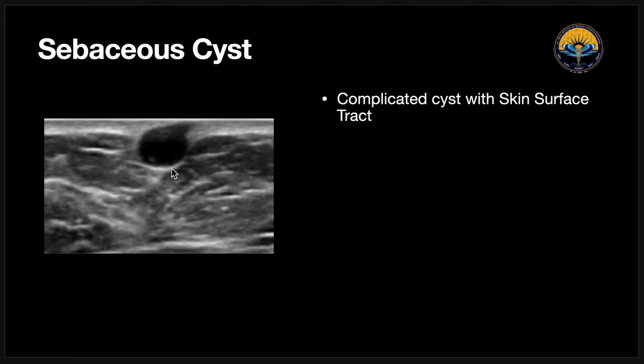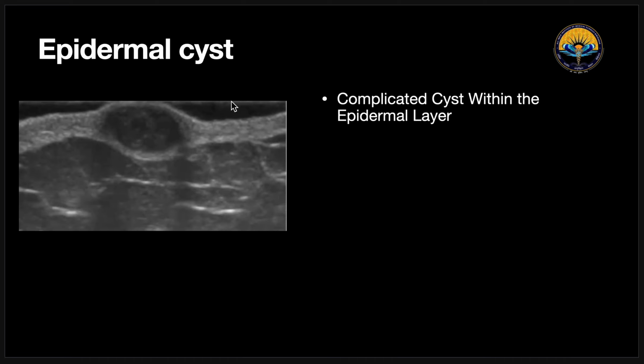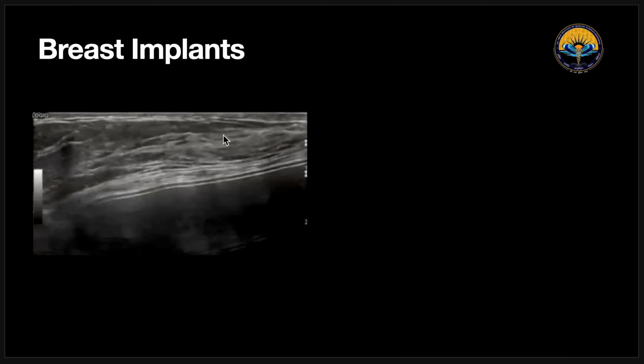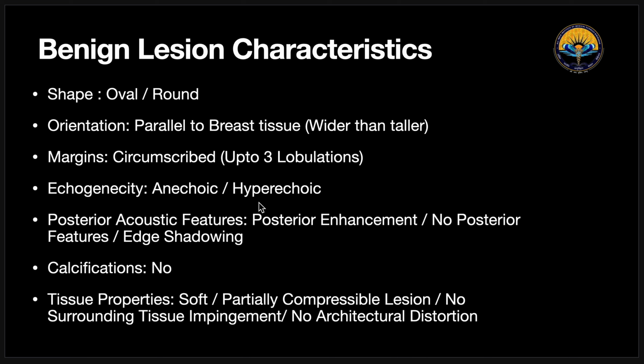A sebaceous cyst: if a complicated cyst has a tract going towards the skin, then it most likely is a sebaceous cyst. Whereas if a cyst is localized within the epidermis, then it is called an epidermal cyst. We can also have a breast implant. It is about knowing if the breast implant is intact or there is some extracapsular or intracapsular rupture of the breast implant.